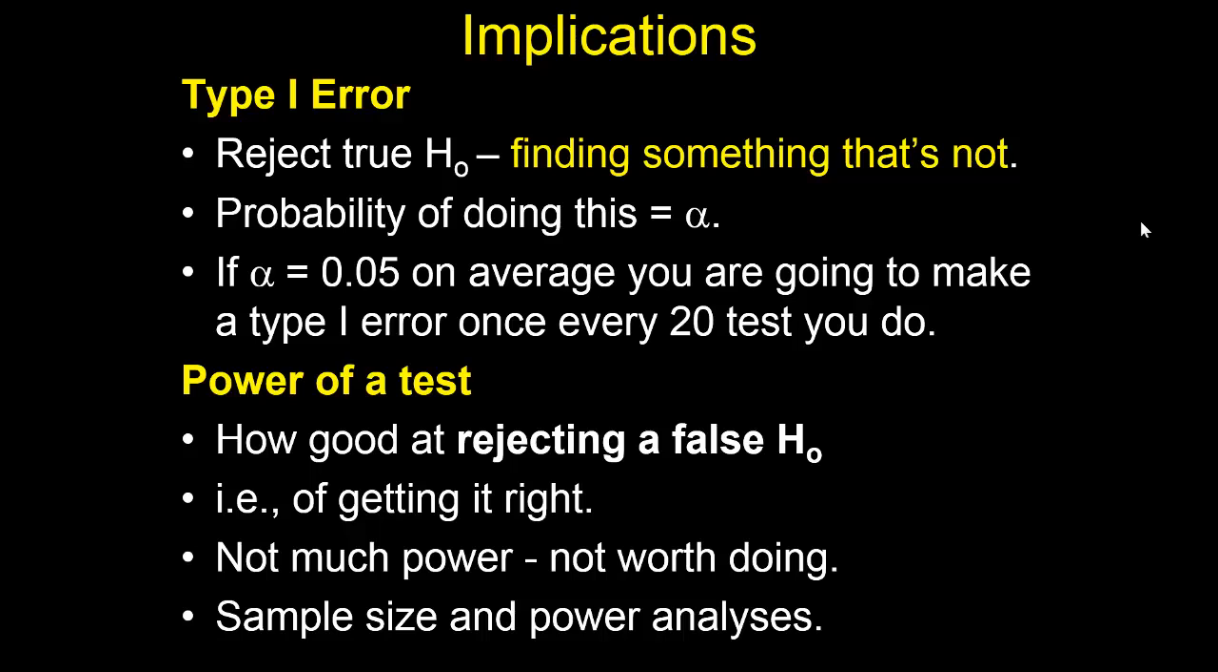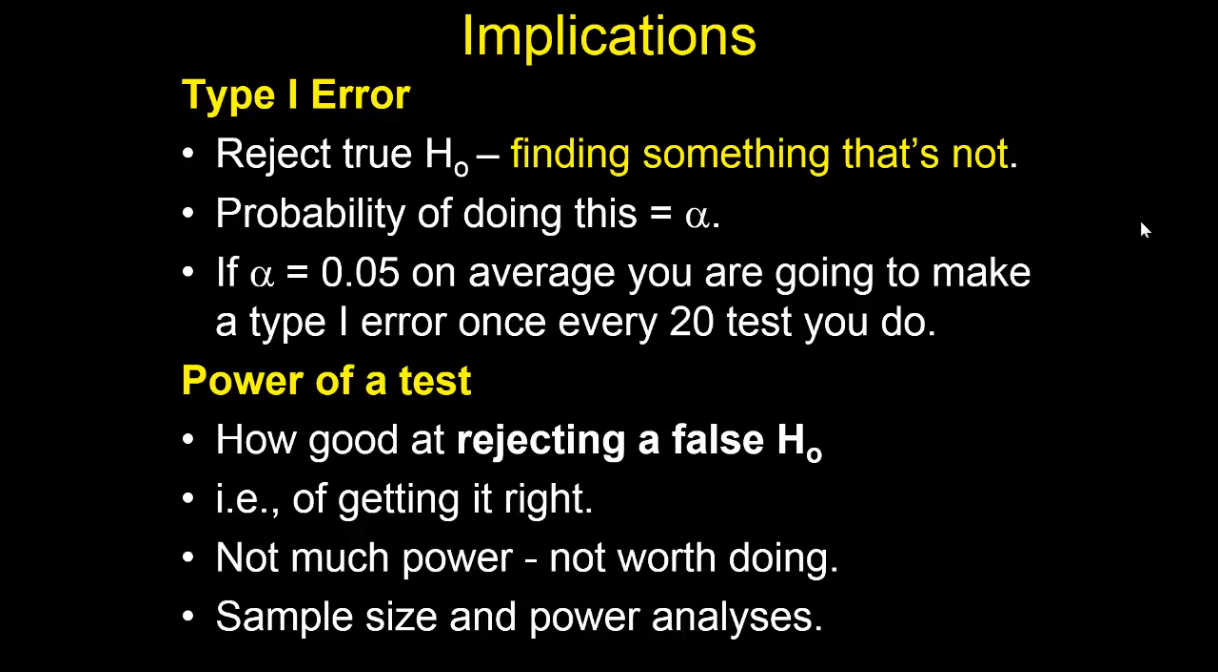Okay, so what are the implications of this? The implication of a type 1 error is that you're finding something that's not there, and the probability of doing this is alpha. If alpha, the critical significance level, is 5%, on average you're going to make a type 1 error once in every 20 tests you do, and you just have to accept that. So think about the implications beyond that. Say you're reading a paper and it's got 20 tests in it, of which one is significant, and it makes a big deal about that one test. You need to be cautious. You need to have your critical evaluation skills on.